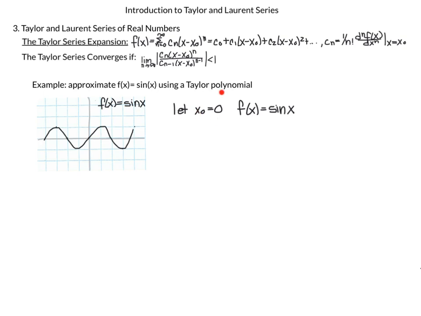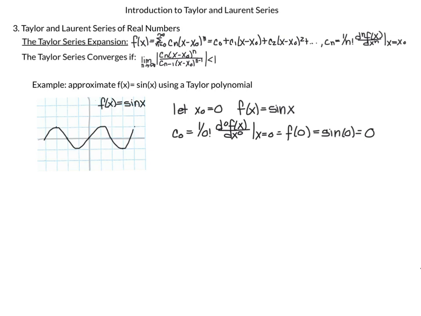So this is where our approximation is going to be best. And in fact, it'll be exact at x equals 0. As we move further away, our approximation will get worse. But anyway, we'll start at x equals 0. f of x, again, is our sine of x function.